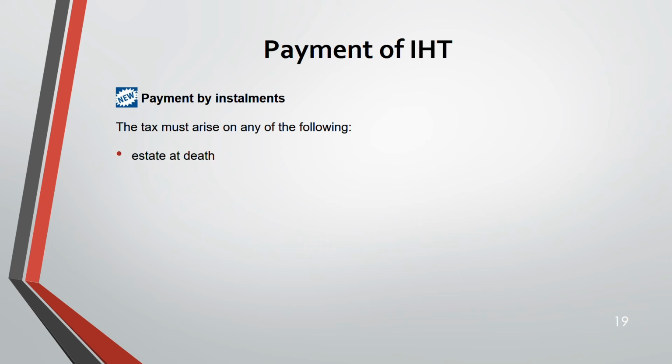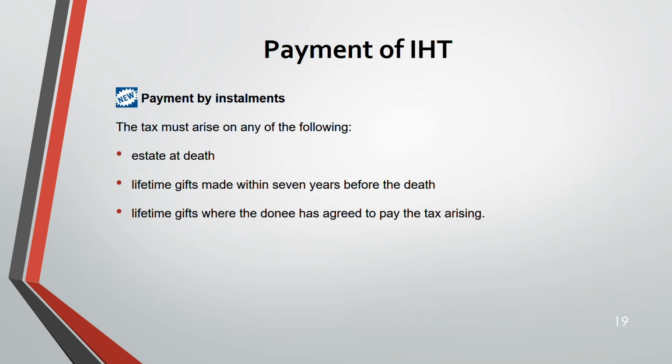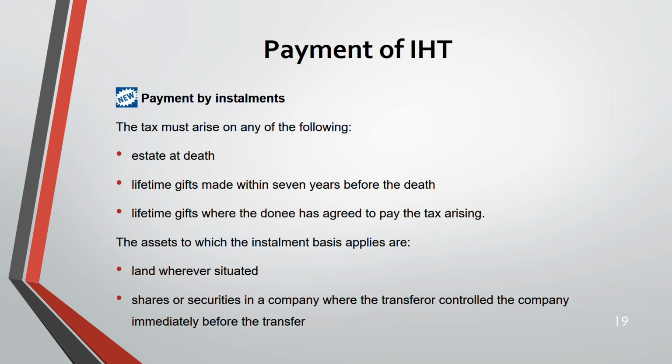Now, the tax must arise on any of the following. It could be on the estate at death, lifetime gifts within 7 years before death, or lifetime gifts where the donee has agreed to pay the tax arising. Assets to which the installment basis applies are: land wherever situated, and shares or securities in a company where the transferor controlled the company immediately before the transfer. You have to control the company. If you are not controlling the company, the installment basis does not apply. Control, okay, that means more than 50% of shares.